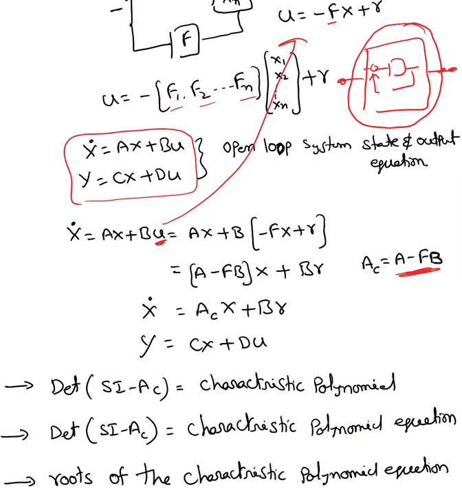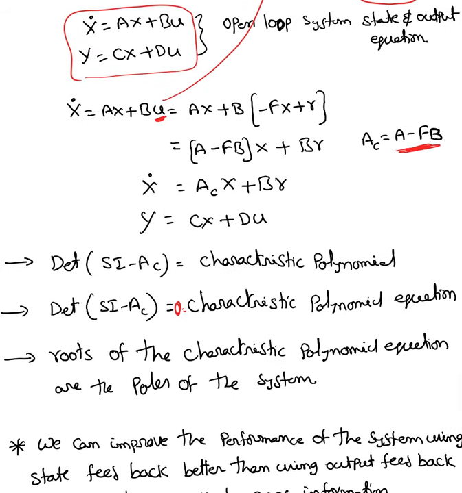Now determinant of sI minus A is called the characteristic polynomial, and if you make it equal to 0, determinant of sI minus A equal to 0, we call that the characteristic polynomial equation. Now the roots of the characteristic polynomial equation are the poles of the system. So the roots of the characteristic polynomial equation will give you the poles of the system.